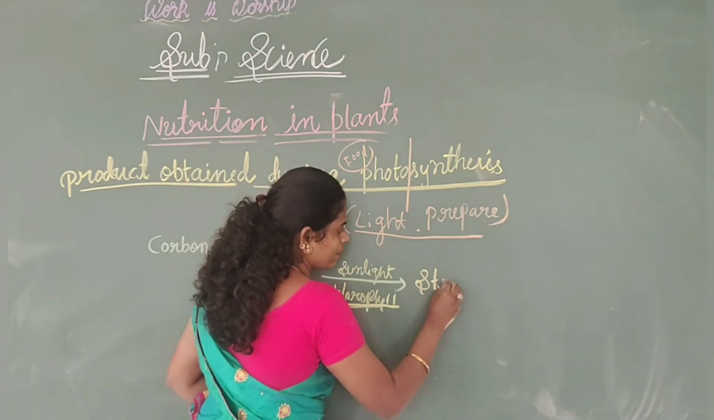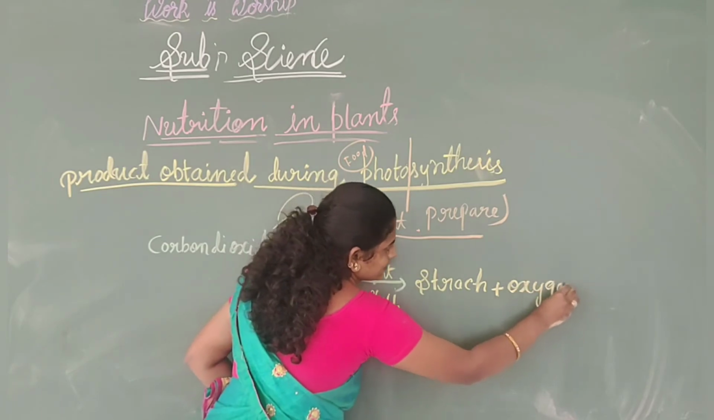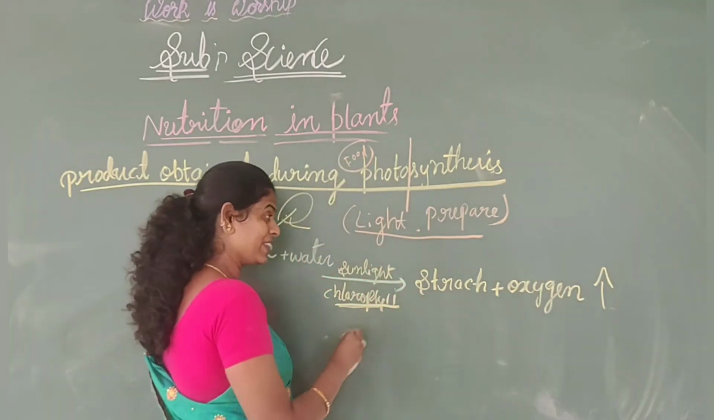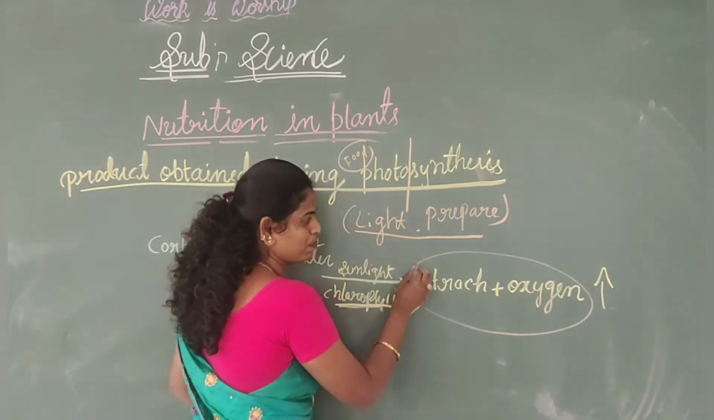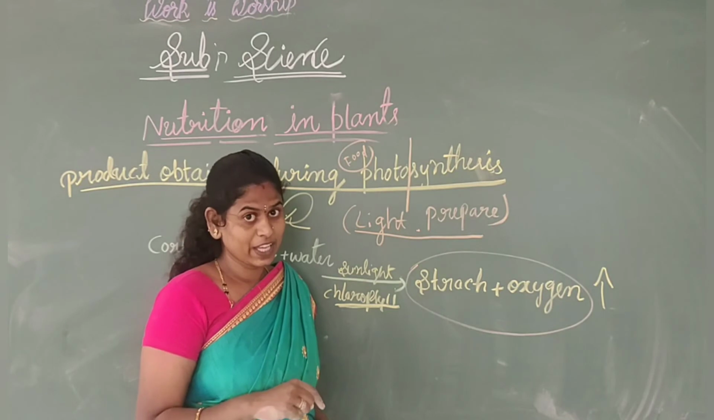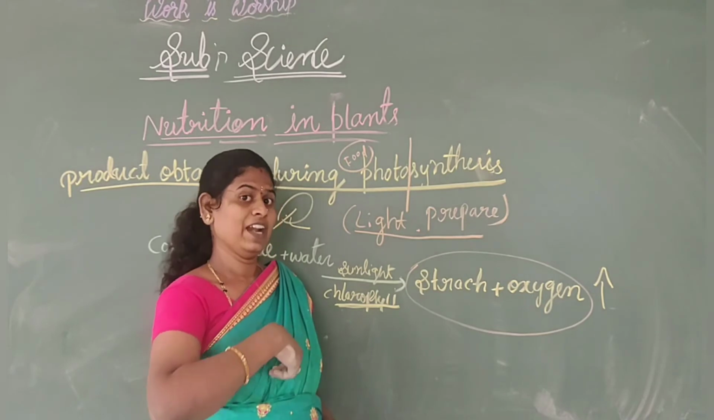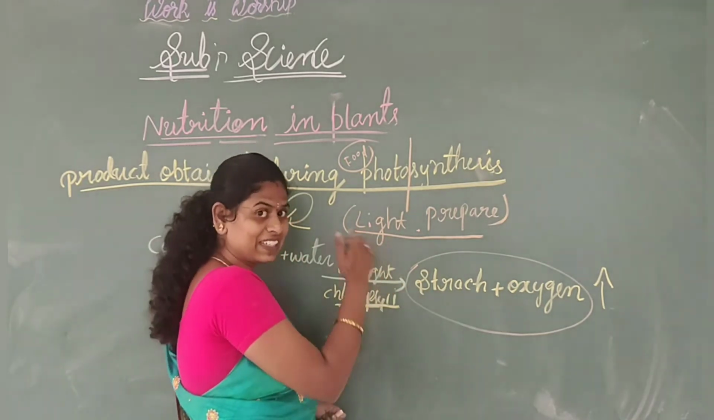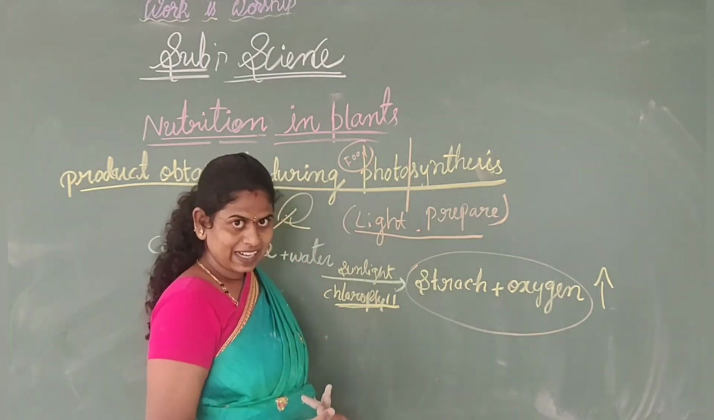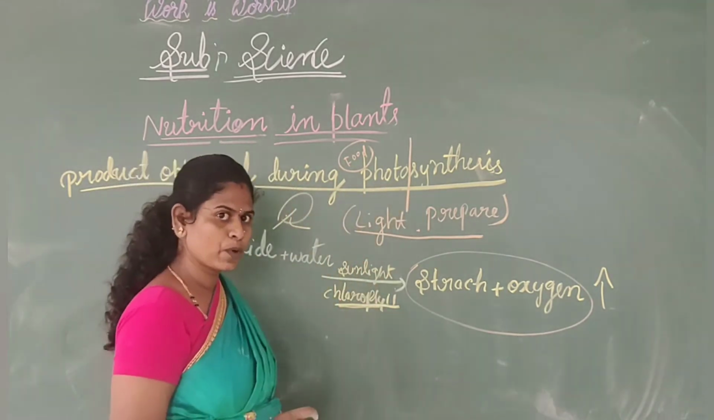That food is stored in the form of starch, plus oxygen is released. Okay. So what are the products obtained during photosynthesis? Starch, food, plus oxygen. Remember, carbon dioxide is released by other organisms including human beings, right? So during our respiration process, we intake oxygen and remove carbon dioxide. Plants intake carbon dioxide and give back oxygen. What we are breathing is oxygen, right? That is released by the plants. During which process? During the photosynthesis process.